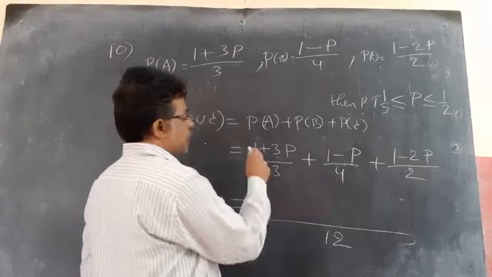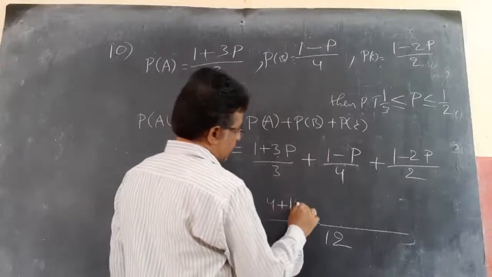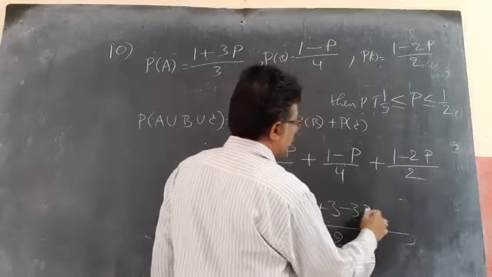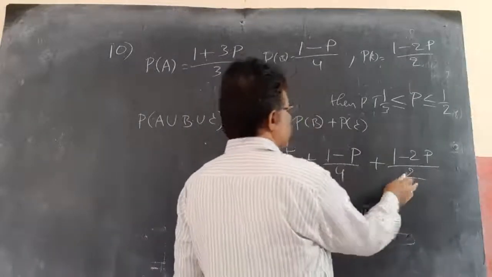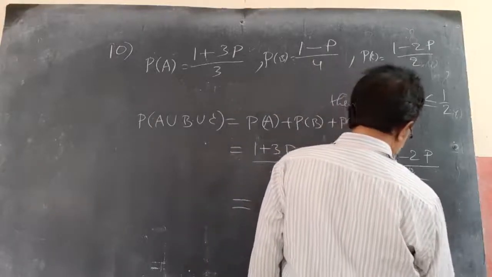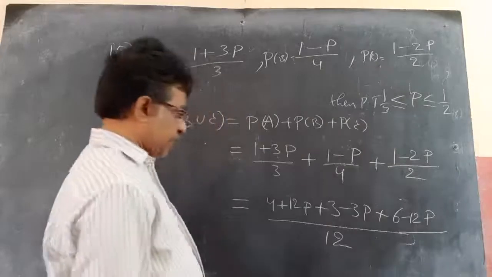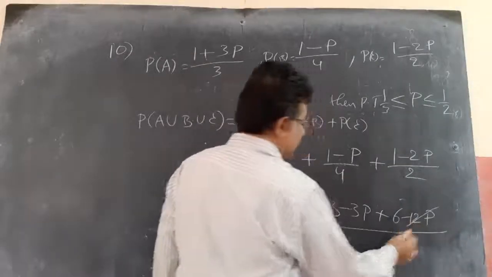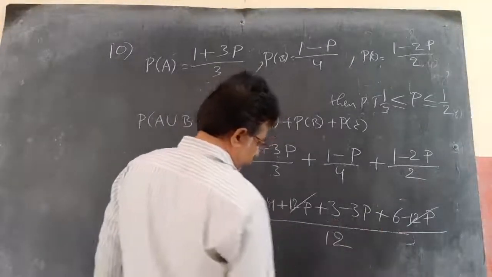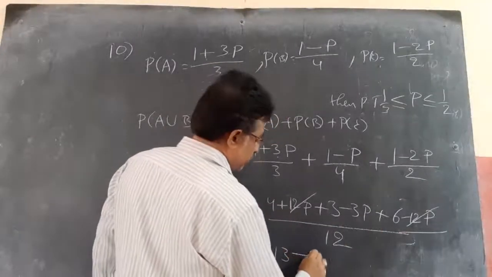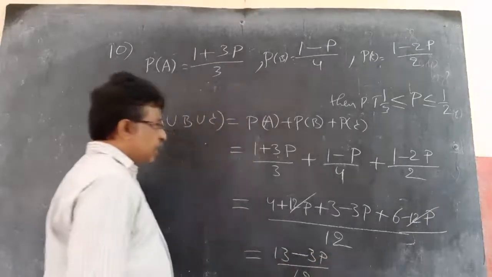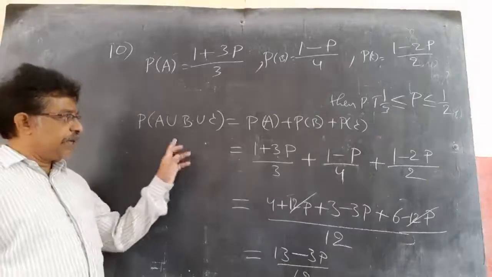Now, 3 goes 4 times, means 4 plus 4 3 are 12P. And 4 goes 3 times, means 3 minus 3P plus 2 goes 6 times. So, 6 minus 12P. 12P cancels. 4 plus 3, 7. 7 plus 6, 13. 13 minus 3P by 12. This is P of A union B union C.